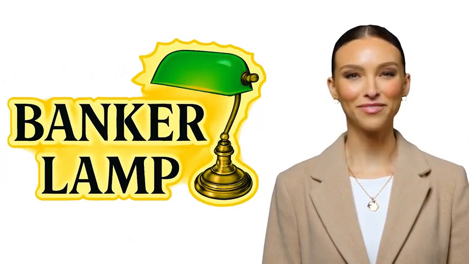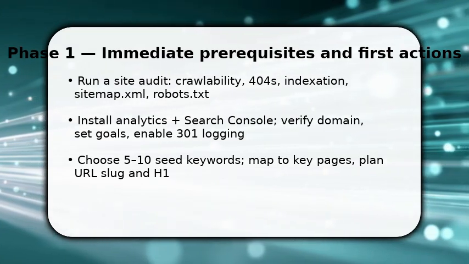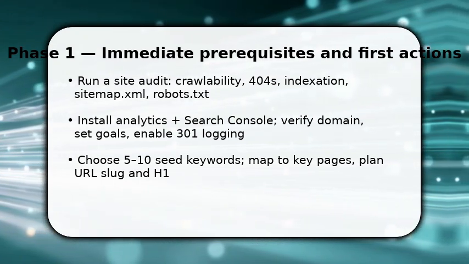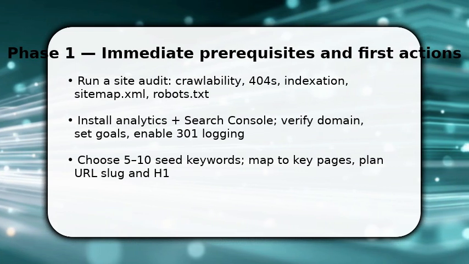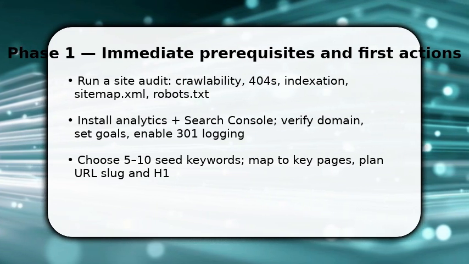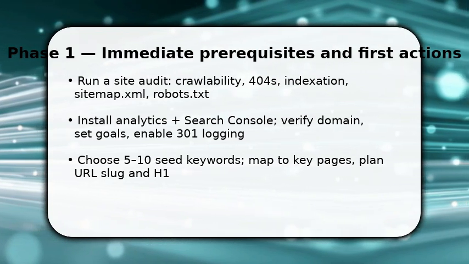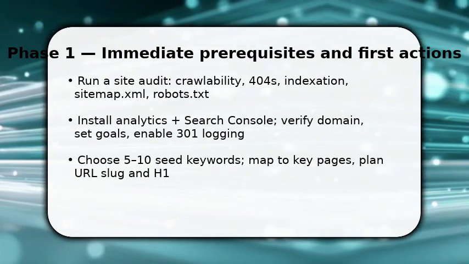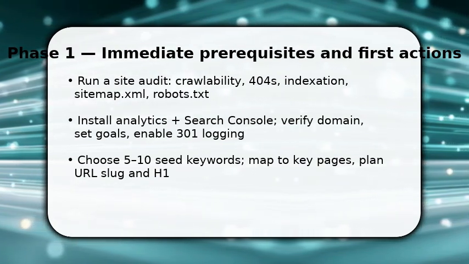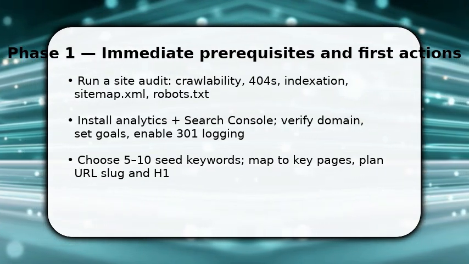Please enjoy the video. You begin by validating crawlability and measurement, so you know what Google sees and what to fix. Run a full site crawl, fix 404s, submit a sitemap.xml, and confirm robots.txt allows indexing. Once done, install Analytics and Search Console, verify the domain, and set conversion goals so trends are meaningful. Then pick 5 to 10 seed keywords tied to user intent, map each keyword to a specific page, standardize URL slugs, and H1s to avoid keyword overlap and wasted crawl budget.